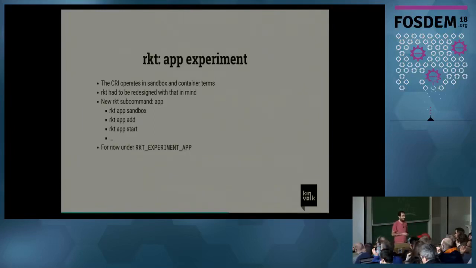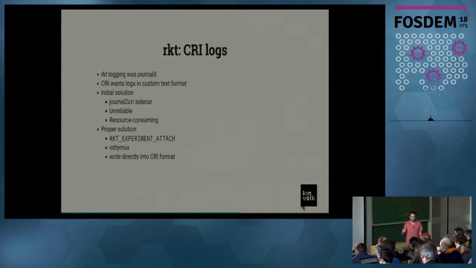Since we're running systemd inside a container, this was pretty easy because this maps pretty well with systemd concepts like create a new unit file, remove the unit file, start a unit file, or stop the unit file. So that helps us. For now it lives under an environment variable, so it's not really visible by default. And that's the name of the variable.